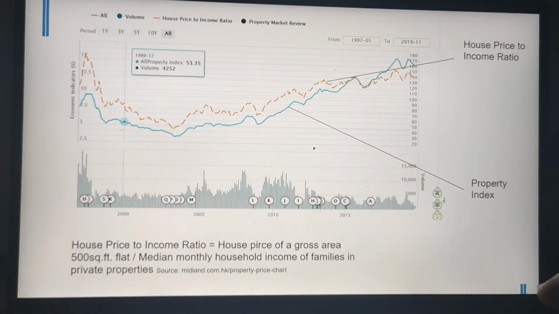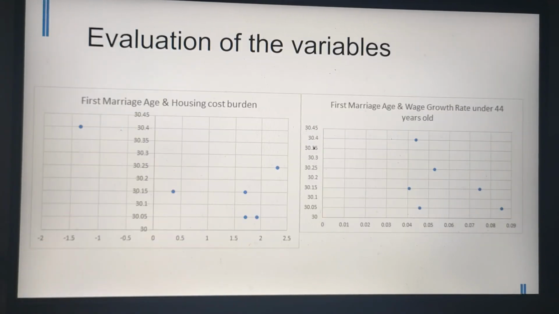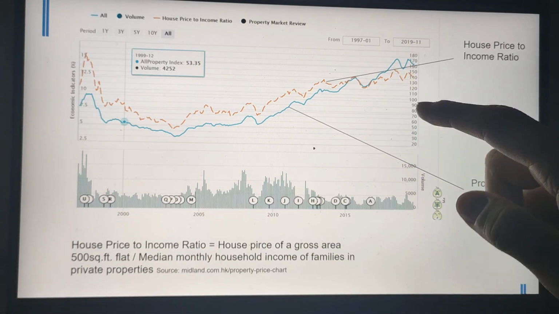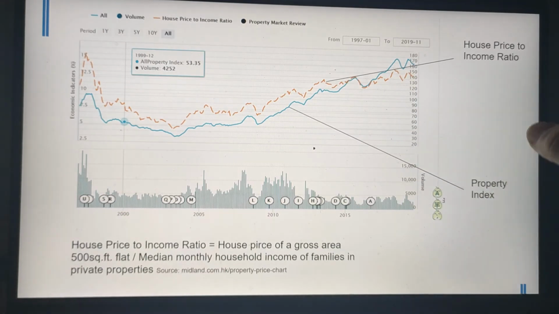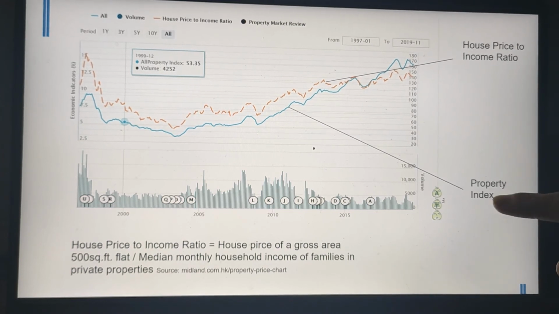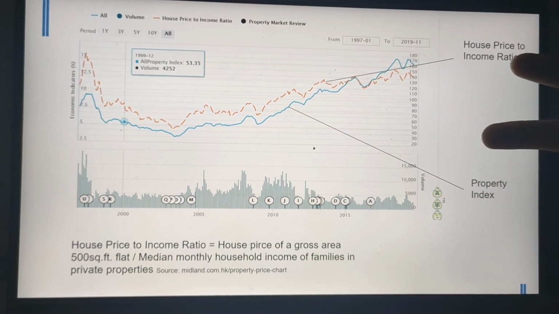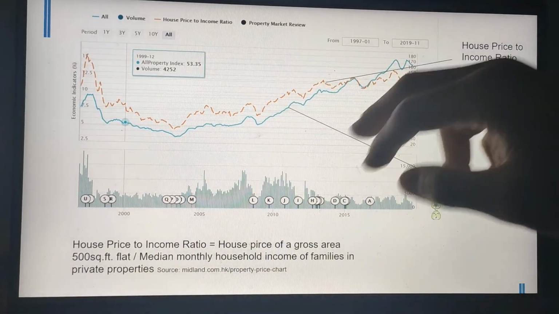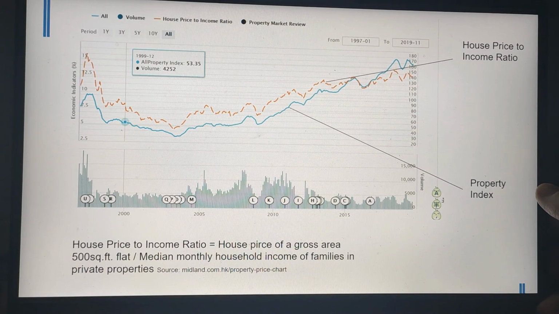So while we find it's not that correlated with our initial hypothesis, we keep looking for some data. Here is the graph we found, the Midland property price chart, which shows the relationship between the house price to income ratio and the property index. Those two variables are quite correlated, and I can see it's even parallel. You can see the whole trend is quite parallel.